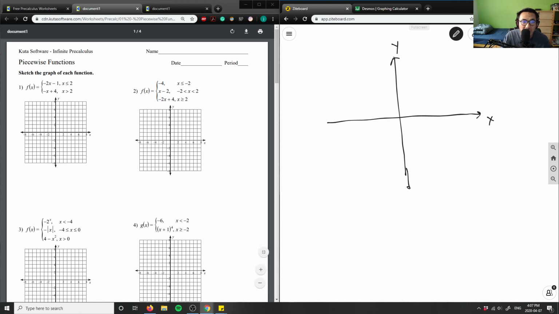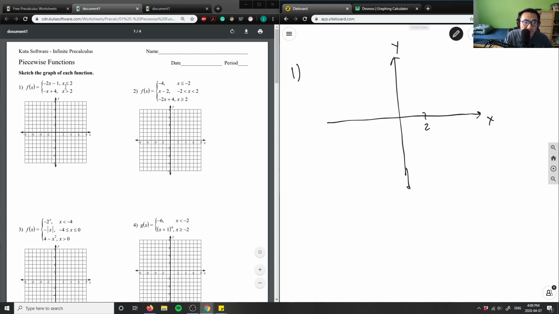So it says here f of x. I'm sketching number 1. This is the piecewise function: negative 2x minus 1 if x is less than or equal to 2, and negative x plus 4 if x is greater than 2. As you can see here, 2 is a defining point in my graph, at x equals 2, because that's when the function switches. So I'm going to put here, this is 2, and this is when my function switches.